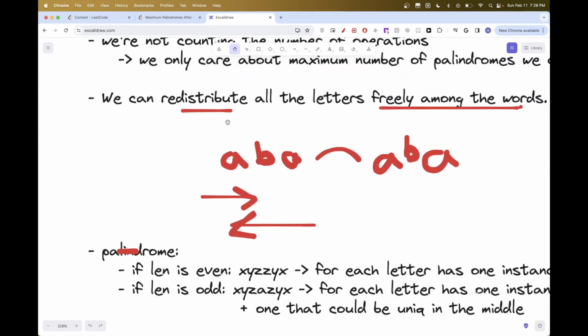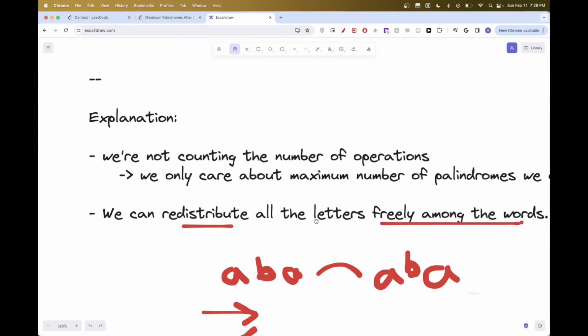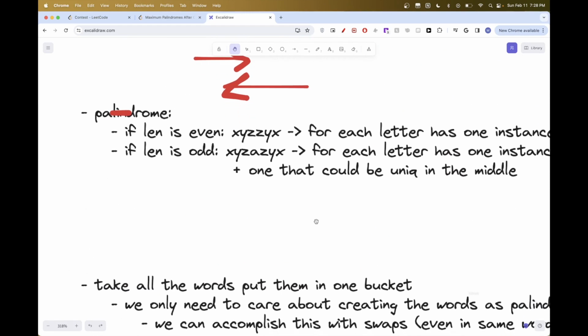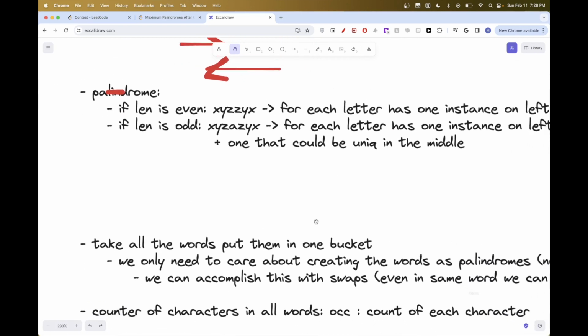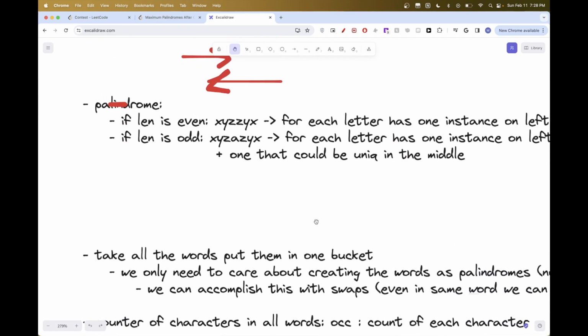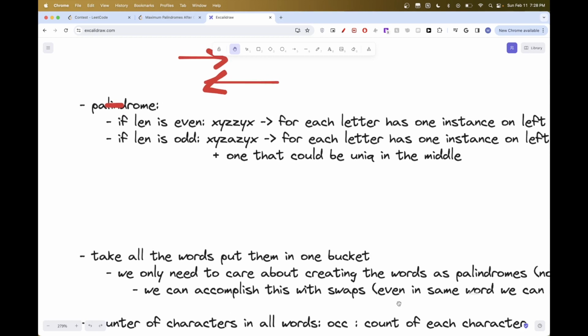Now, if we go back to the idea we mentioned here, where we said we can distribute all the letters freely, that means we can take all the characters of all the words and put them in one bucket. But since in a palindrome we need to know how many times a character occurs, because if we have character C only once, we can't use it for the sides of the palindrome, we need to know how many times each character occurs.